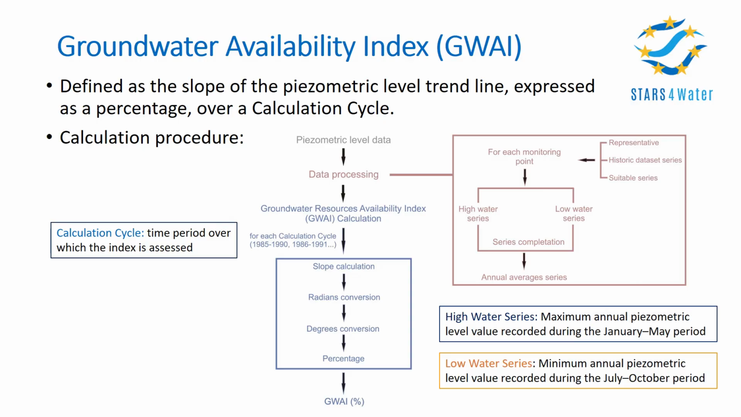The index is calculated at each selected control point, starting with the generation of high water series and low water series. The high water series is constructed using the maximum annual piezometric level values recorded during the January-May period. The low water series take the minimum value recorded during the July-October period. From these two series, an annual average series is generated, which is used to calculate the index.